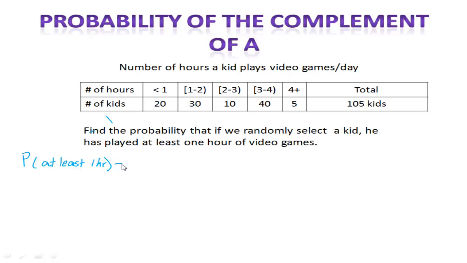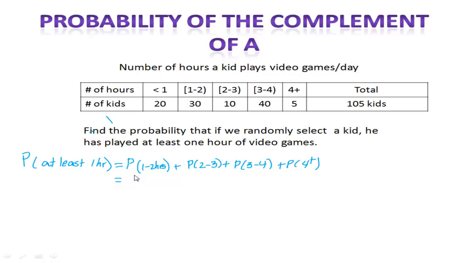So the first way I'm going to do it is, if I want to know the probability that a kid has played at least 1 hour, I would have to find the probability that the kid played between 1 and 2 hours, plus the probability of the kid playing between 2 and 3 hours, plus the probability of the kid playing between 3 and 4 hours, plus the probability of the kid playing 4+ hours, right? Because at least 1 hour means 1 hour or more than 1 hour, and that would be all of these. And I can calculate that.